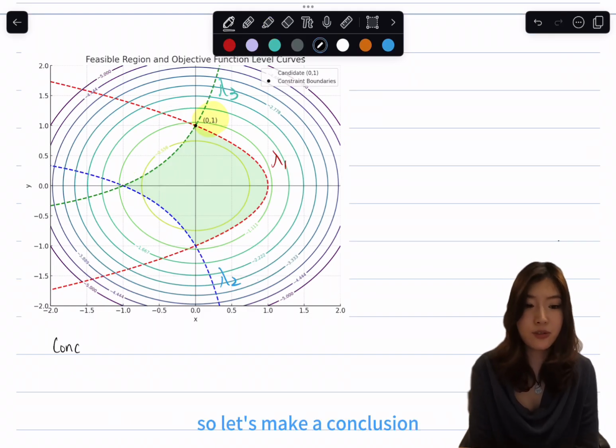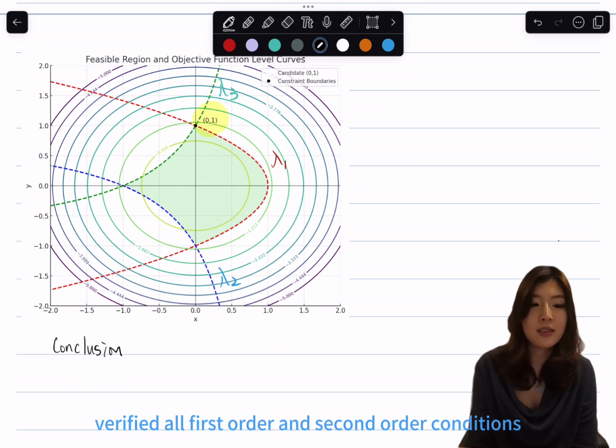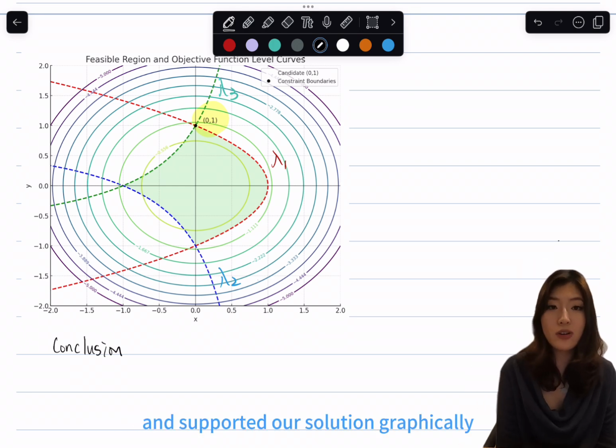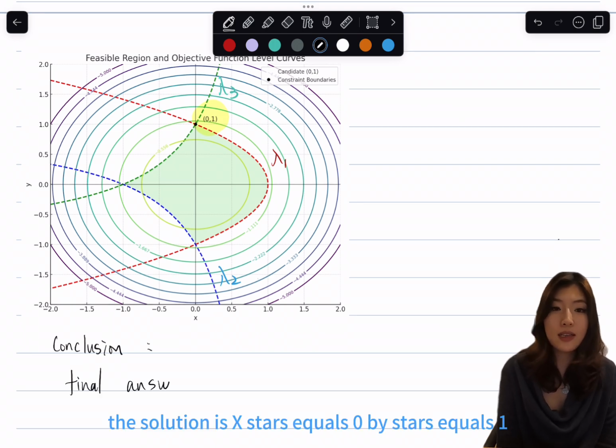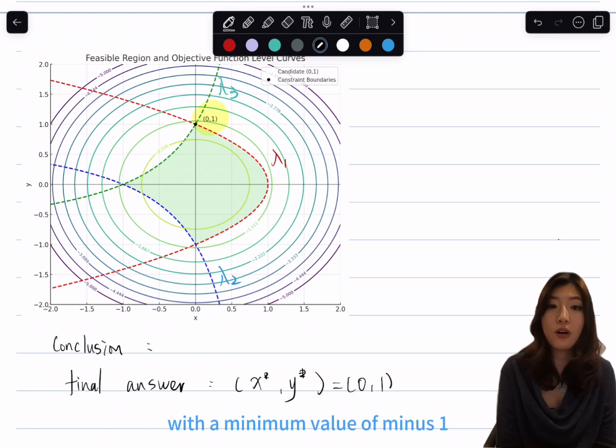So let's make a conclusion. We applied the KKT method, verified all first order and second order conditions, and supported our solution graphically. The solution is x star equals 0, y star equals 1 with a minimum value of minus 1.